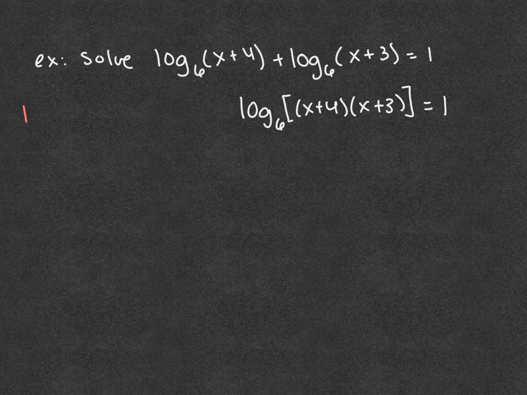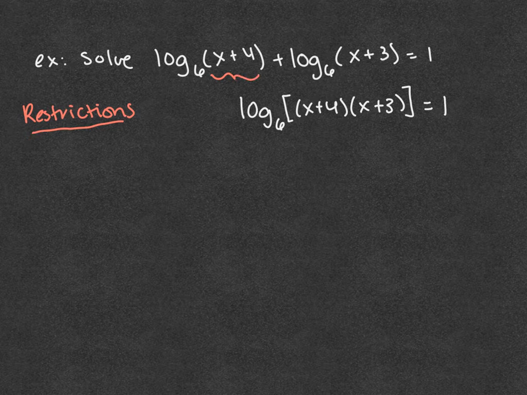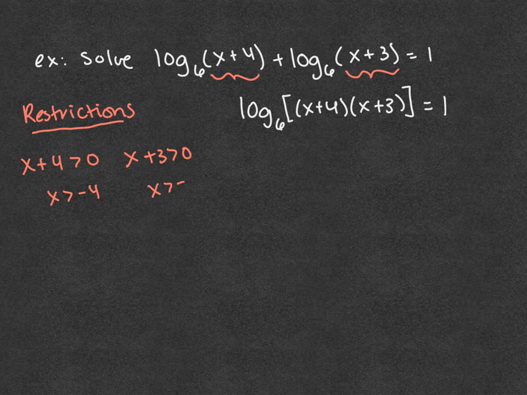Oops, I almost forgot. What were the restrictions? Let's go ahead and do that real quick before we carry on. So we have actually two places for restrictions, here and here. That's where x is getting plugged into the logarithm. So what we need is both x plus 4 to be greater than 0, and we also need x plus 3 to be greater than 0. So that means that x must be greater than -4 and x must be greater than -3. X must be greater than -3 is sufficient because if you're bigger than -3, then you're bigger than -4. So this will be the restriction that we'll use.